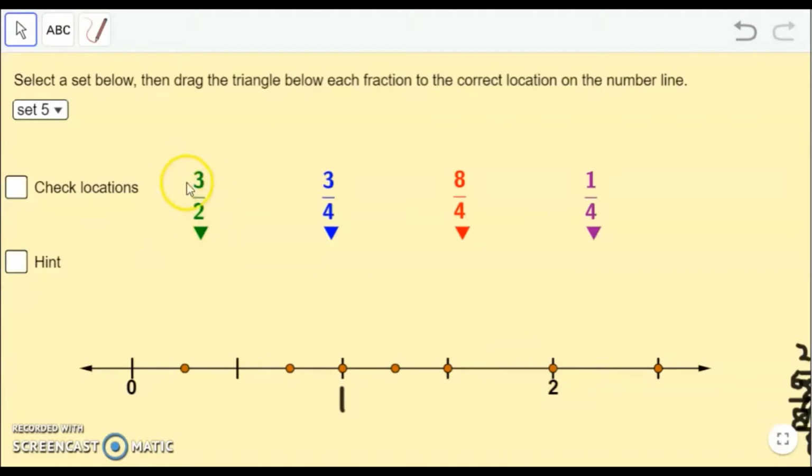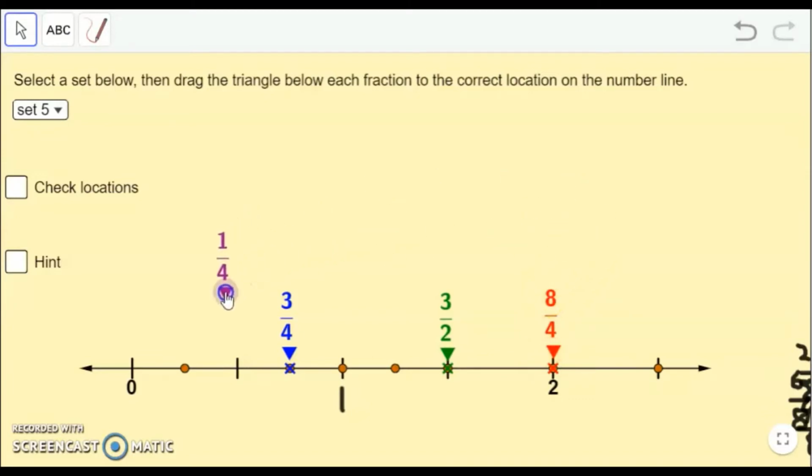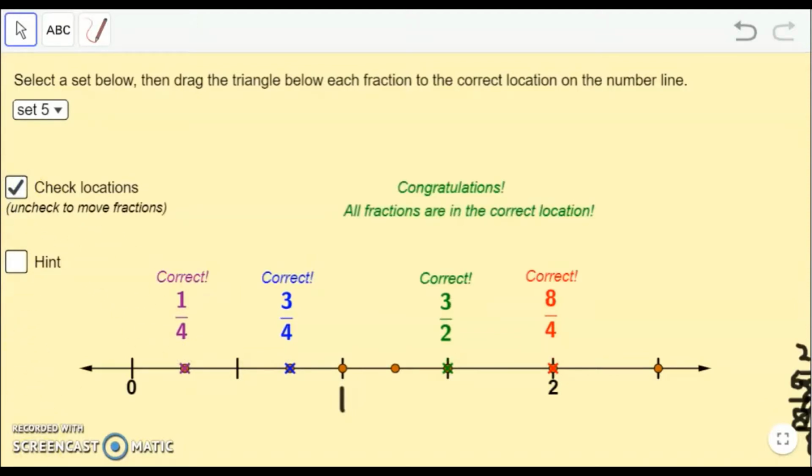This is 3 halves. Well, here's 1/2 and another half. So this must be 3 halves, and 3 halves must be the same as 1.5. This is 3/4, 1, 2, 3, and 4. So this moves here. This is 8/4. Well, there's 1, 2, 3, 4, 5, 6, 7, 8. 8/4 must be the same as 2. And if I divide 8 by 4, I do get 2. And finally, just 1/4. That's over here. Let's check that. And those are correct.